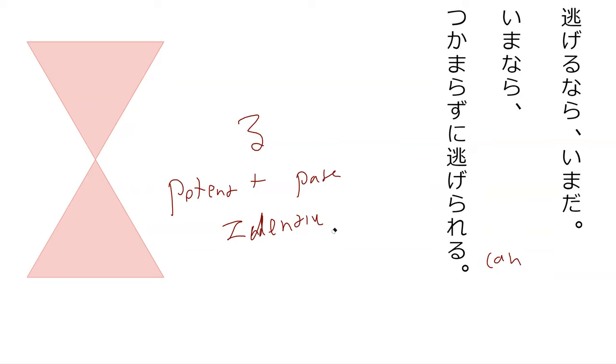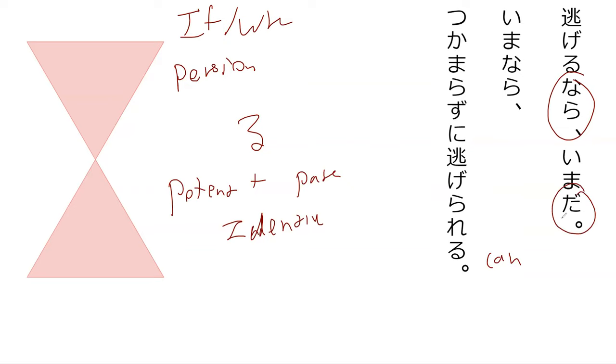So let's start from the beginning. Nigeru nara, while? It's not nagara, it's nara. Nara is an if or when statement used for a person-specific situation. When I retreated. Well, is this past tense? Ima is now. So I'd say if is probably a little bit better.